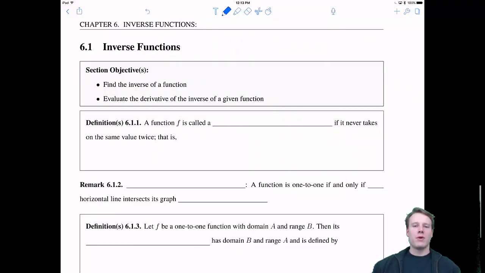Welcome everyone to 6.1 inverse functions. This section's nice. It's a little bit of a half and half review for people who remember their algebra, and then some new stuff. How do we take derivatives of inverse functions? All right, so let's get to it with a definition.